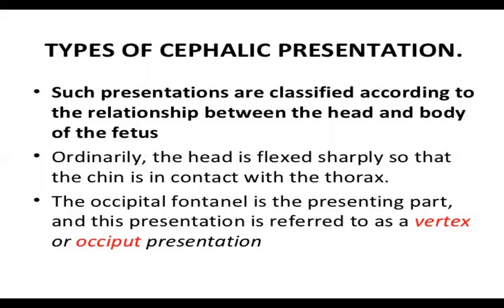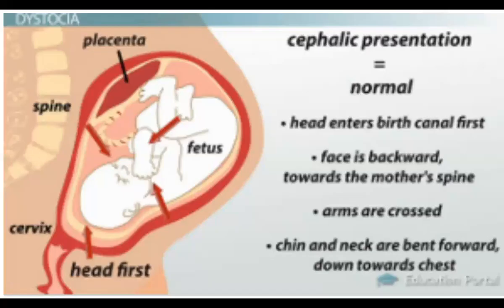And again there are different types of the cephalic presentation. Such presentations are classified according to the relationship between the head and the body of the fetus. Ordinarily, the head is flexed sharply so that the chin is in contact with the thorax. That is what we have seen previously. See here, this is the part of the chin, because the hand is present over it, but the chin is in contact with the thorax.